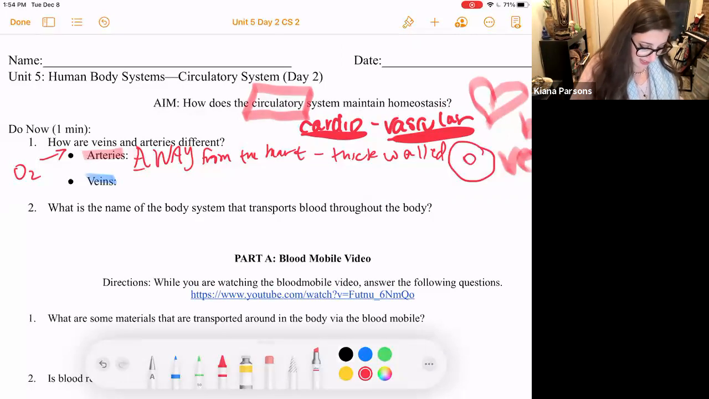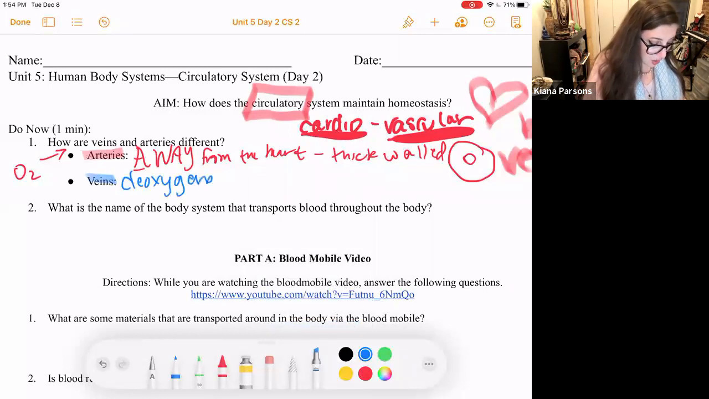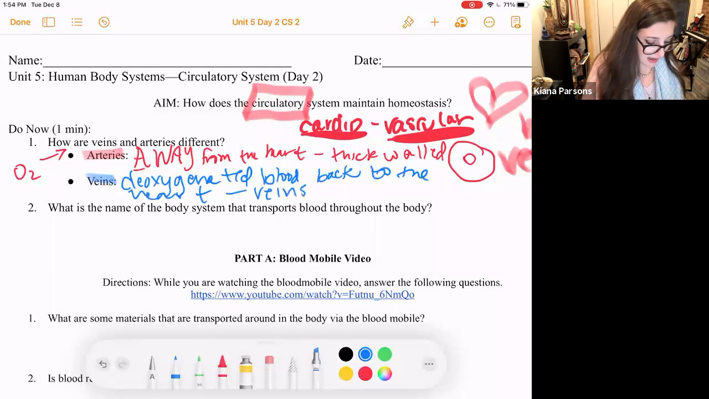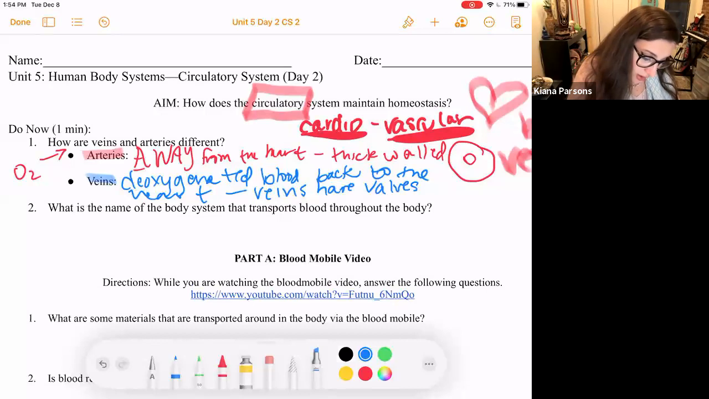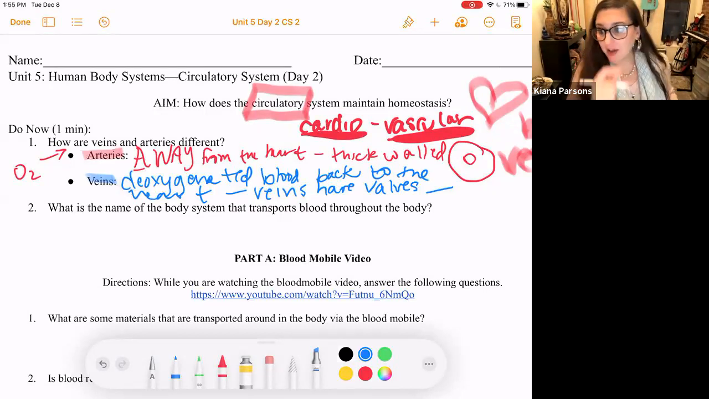The veins, on the other hand, carry deoxygenated blood back to the heart. And in order to perform this function, veins have valves. So like plumbing in your house, your veins have valves that don't allow backflow.